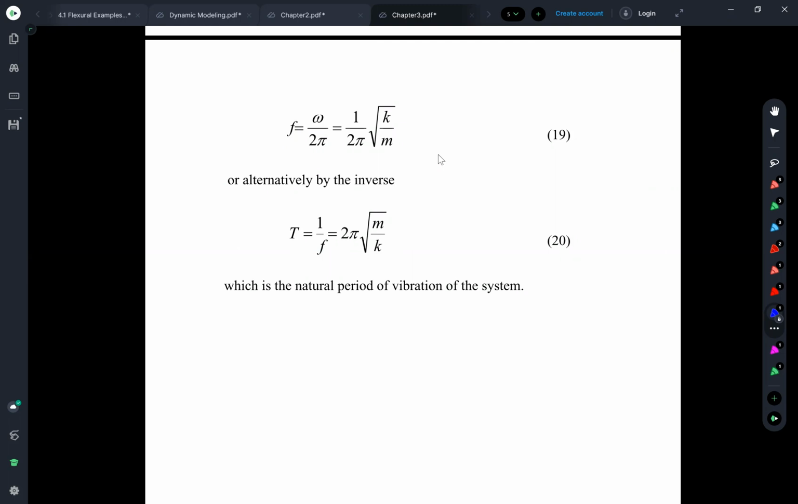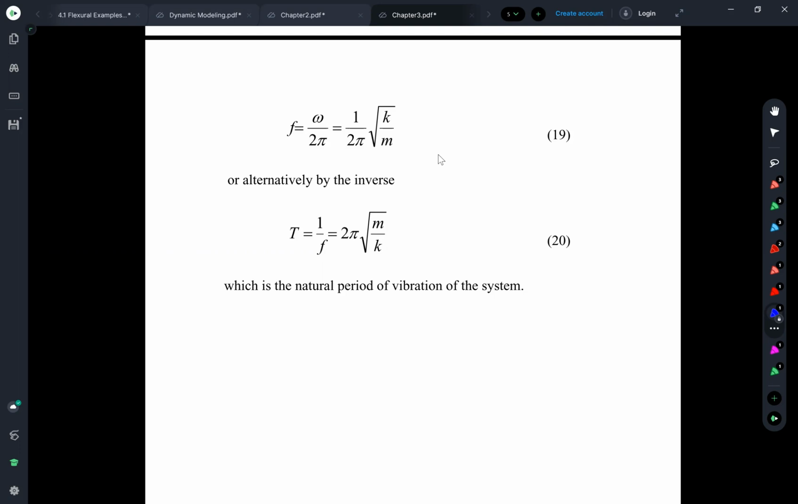When we design the building against the earthquake, for example, the design code will ask you as a designer to calculate the natural frequency of your building. The reason they need the information about the natural frequency is because the earthquake force will depend on the natural frequency of your building.